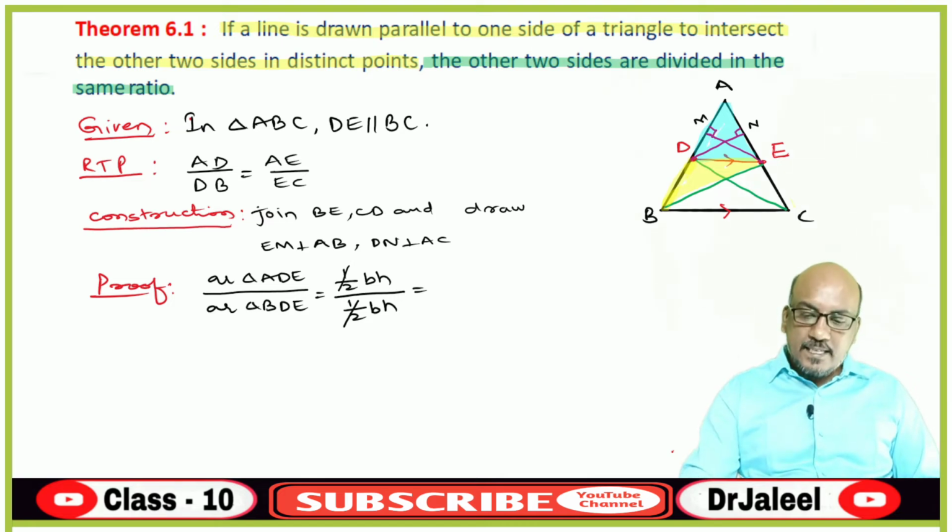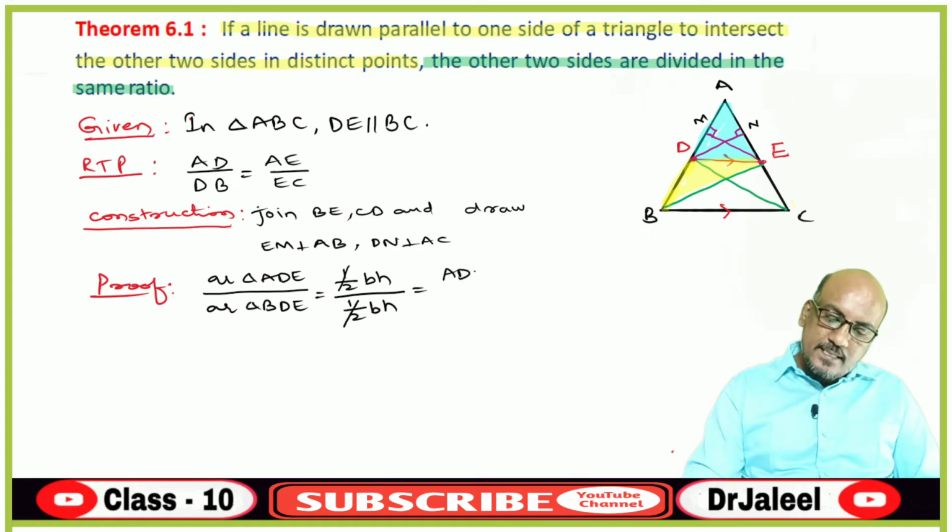So children, let us get into this triangle ADE. In this, what is the base and what is the height? AD is a base and EM is the height because we have drawn it perpendicularly. AD is the base, EM is the height. So let us mention it.